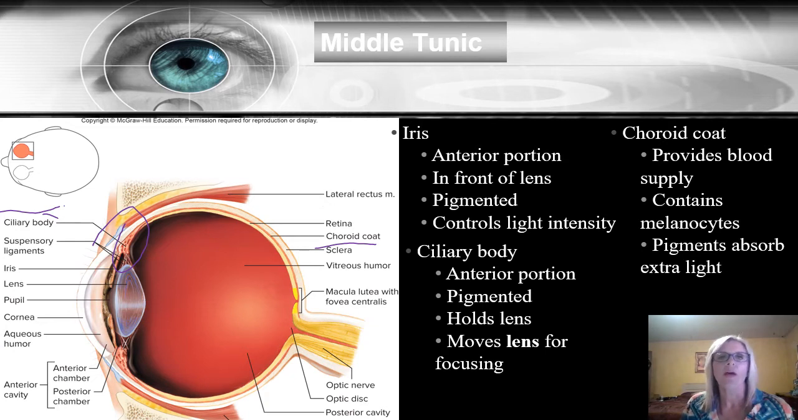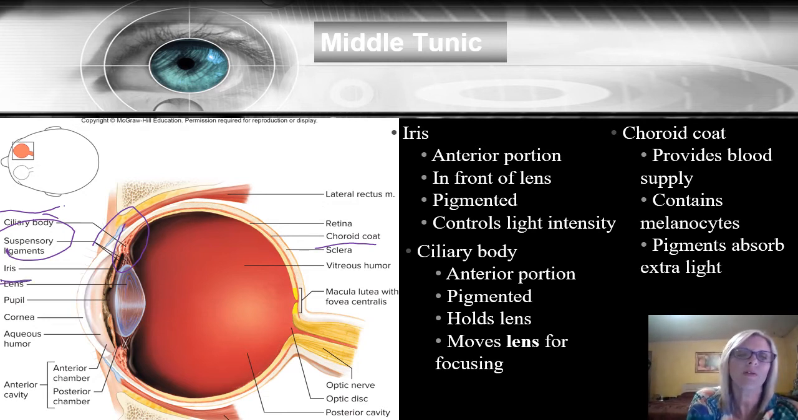After that, well, before we go there, we have suspensory ligaments here. You can see that on the diagram as well. So we have some suspensory ligaments there that help to hold the lens in place. The body of the lens is transparent and helps the eye to focus on objects by changing thickness. So the iris then lastly is the colored portion of the eye. You can see that here.